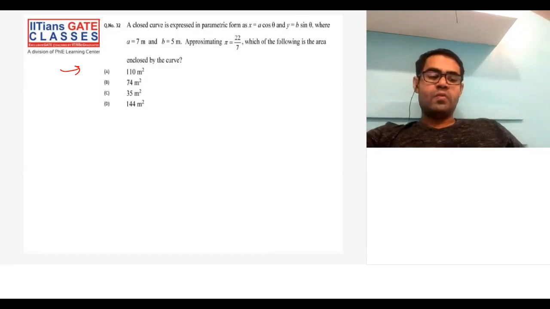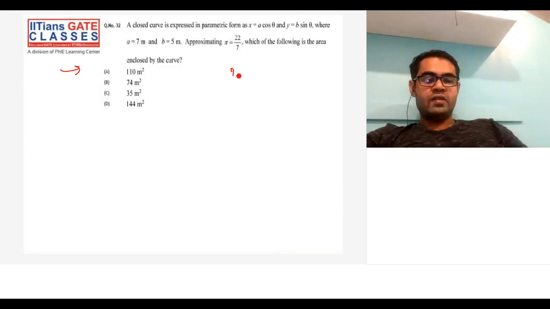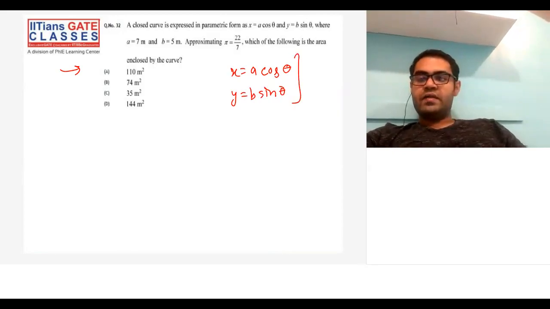All right, so I hope everyone tried the question and got some intuition. Over here they are saying I have two equations, and y is equal to b sine theta. When I write x and y in this form, they are called parametric equations. From the parametric equations I want to convert this into a Cartesian equation. I can do it if I am able to eliminate theta, so I'll try to eliminate theta from here.